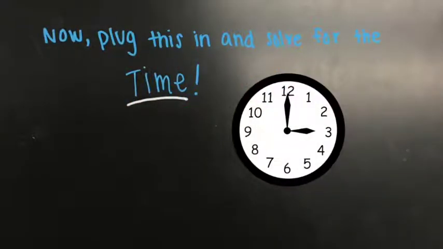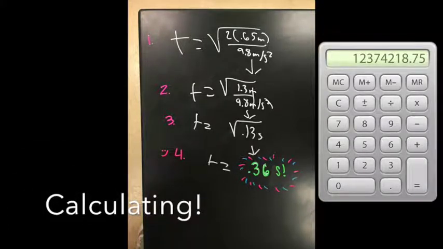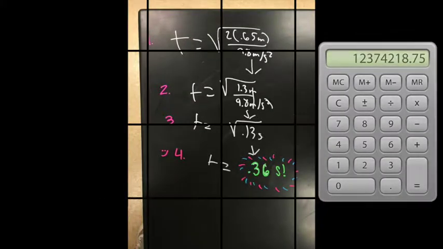Now, plug this in and solve for the time. This is how we calculated the time. First, we took the equation and we simplified the 2 times 0.65 meters. Then, we divided the 1.3 meters by the 9.8 meters per second squared to get 0.13 seconds squared. Then, we took the square root of that to find that the time it took to drop was 0.36 seconds.